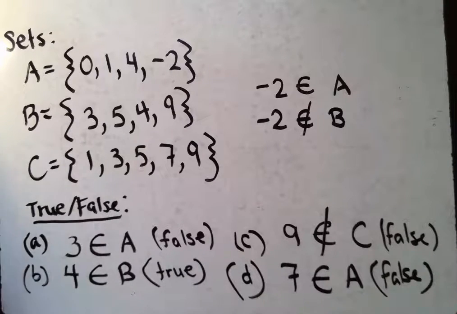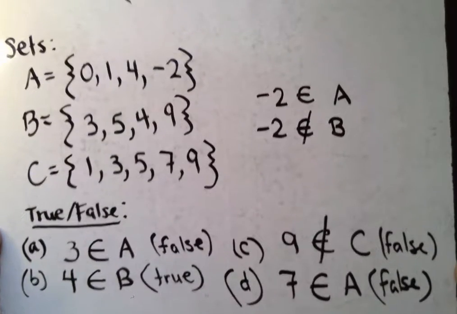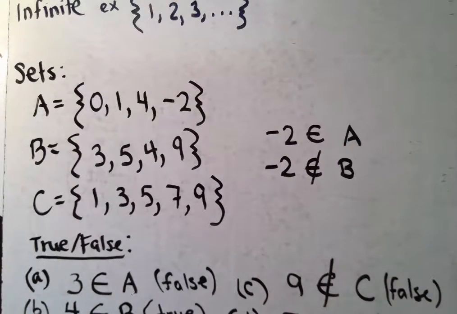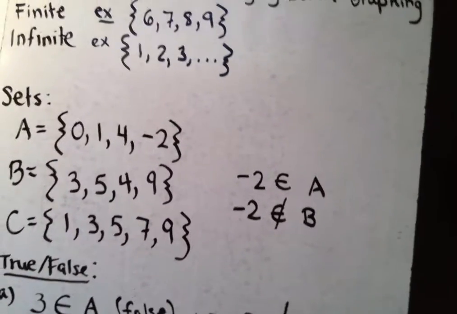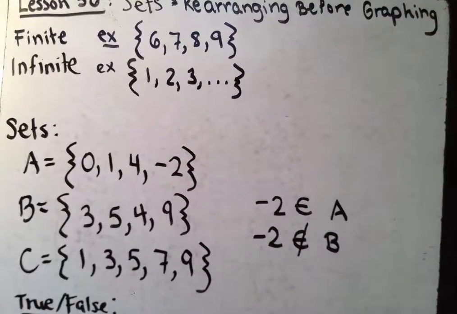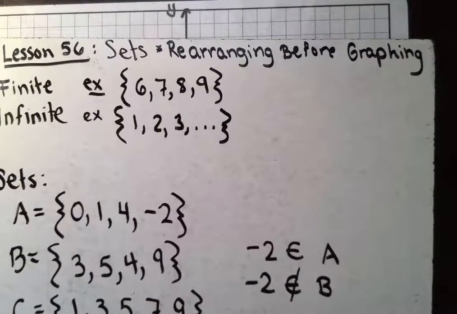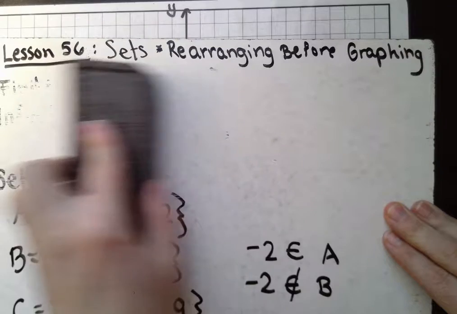That's really all we have to talk about with sets, is just learning the notation, learning the brackets or the braces, and learning the symbols. Basically that's it for that, but we still need to talk about the other topic of lesson 56, which is rearranging before graphing. So let's talk about that.